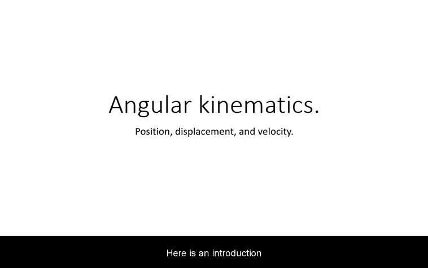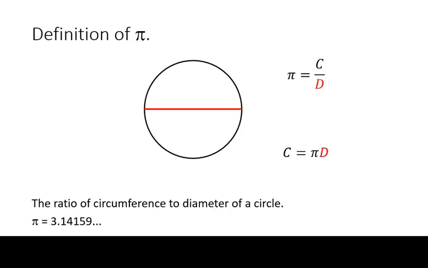Here is an introduction to angular kinematic quantities. To begin with, remember the definition of pi. Pi is defined as the ratio of the circumference of a circle to its diameter.